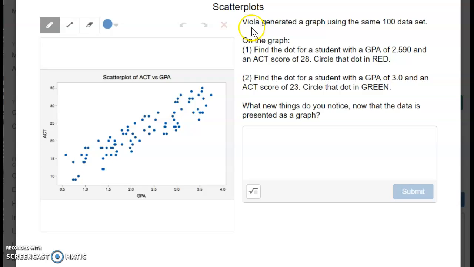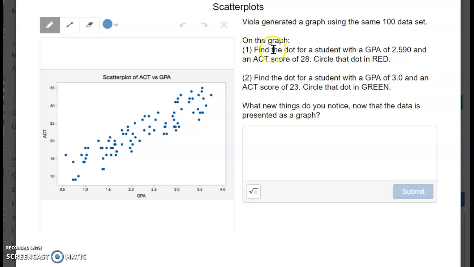Okay, so then let's look at this one. What did Viola do? She did something different. Viola generated a graph using the same 100 data set. Just like the robots, she plotted what we call a scatter plot. The robots were scatter plots, but there were only a handful of robots, but this time we have 100 data points. So believe it or not, each of those blue dots represents a student's GPA and their ACT score, and there are 100 of the blue dots represented in this graph.